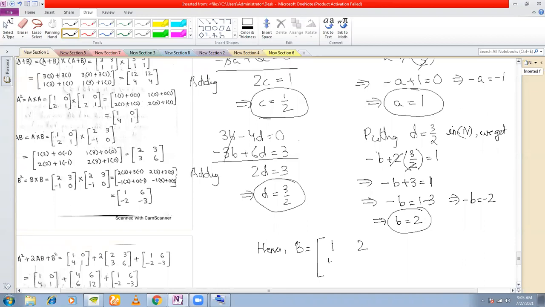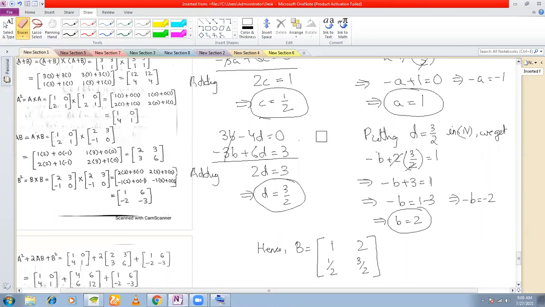C you had in the 2, 1 position. So this is half. And D you had in the 2, 2 position, which is 3 by 2. And this is the value of the matrix B. Okay. So that is it. That finishes this sum.